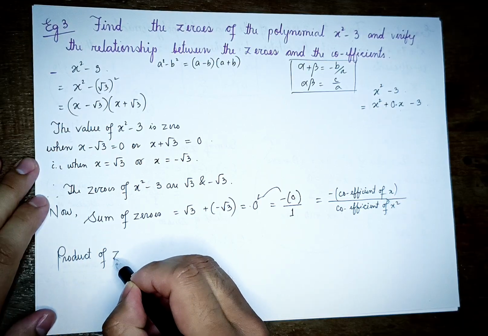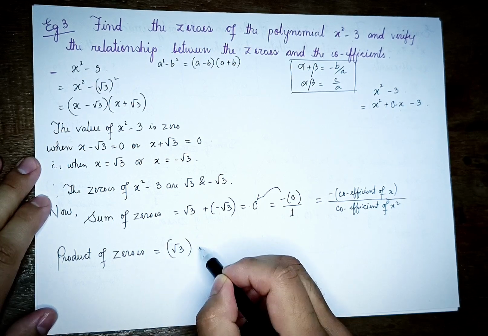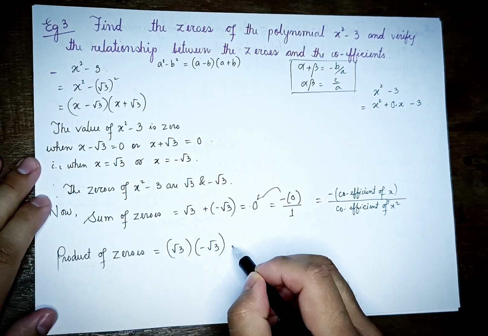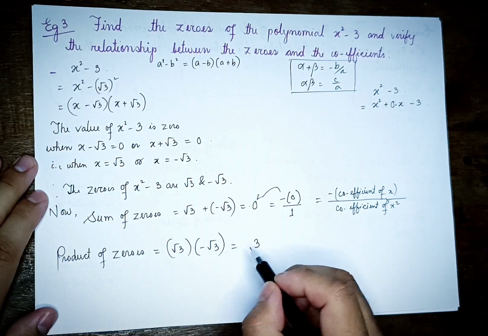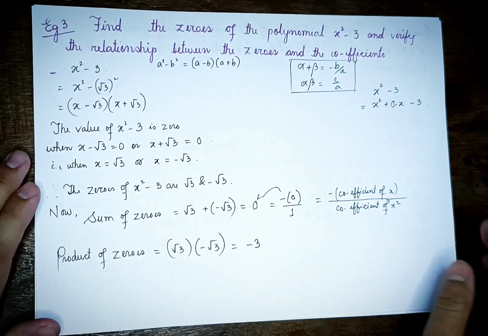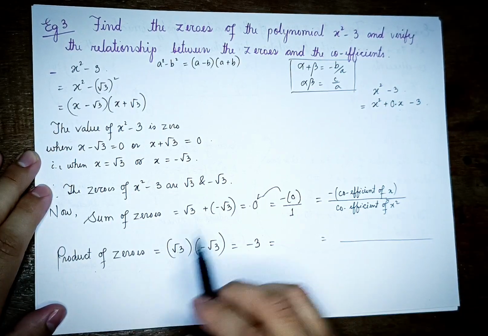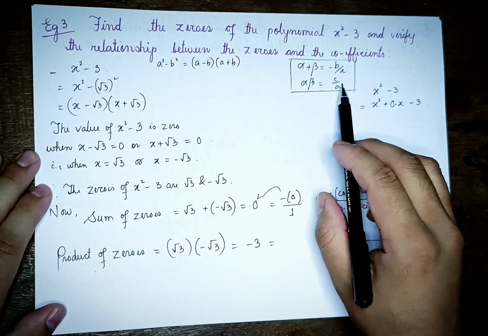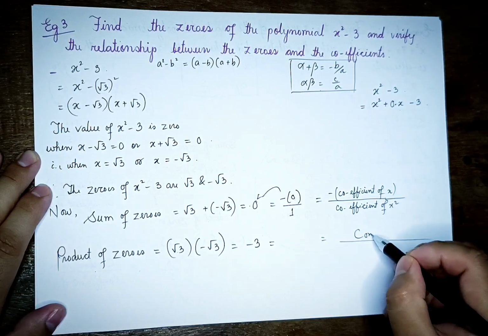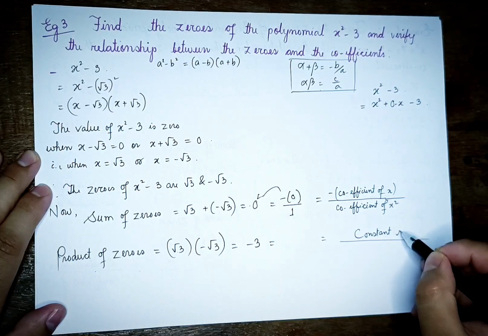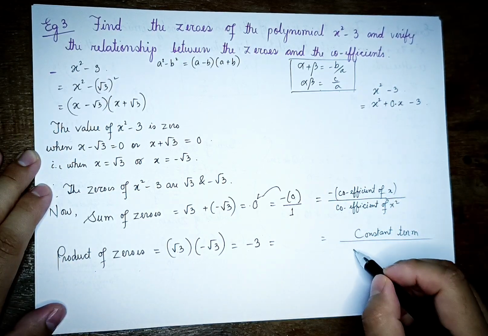Product of zeros is equal to root over 3 whole into minus root over 3, which gives root over 3 into root over 3, which gives 3. Here there is a minus, so we add minus here. Leave a blank here. Product of zeros is equal to c by a. C by a means, here the c means the constant term divided by a means the coefficient of x square.